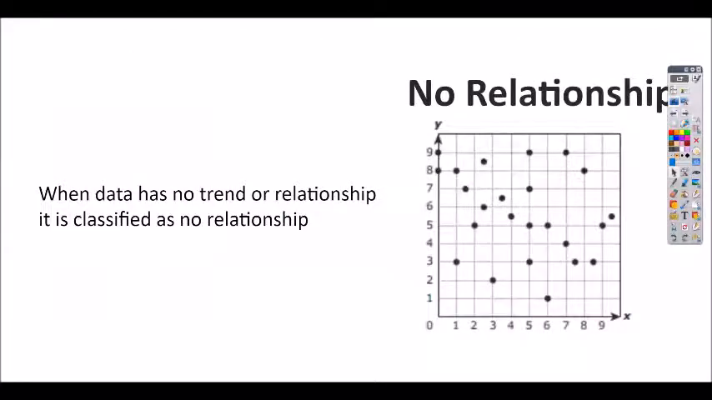The last example is no relationship at all. When the data has no trend or relationship, it is classified as no relationship. If you look at these dots here, you'll notice that there's no pattern to these dots, which means that there is no relationship or no association.